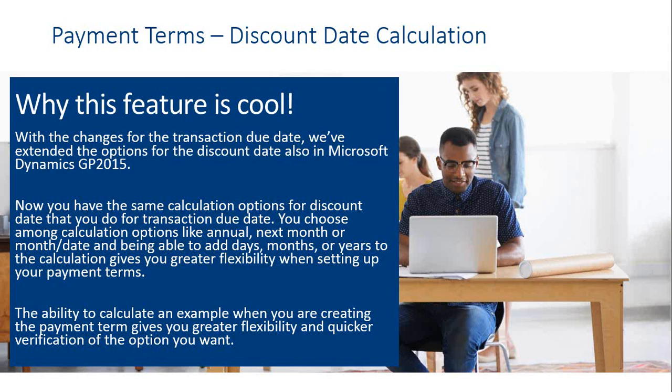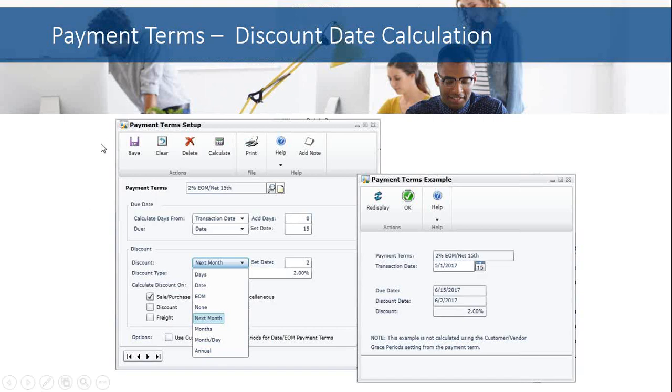Also, on the accounting side, they have made some changes to the payment terms functionality, and in particular around the discount date calculation. So with the changes for transaction due date, they've extended these pieces so you can have calculation options for discount dates that are similar to the options that you currently have for due date. So to take a look at this window, you'll see here that you have payment terms over here so that you can set up your payment terms, you can set up your due date, then you have the ability to define the discount date as well.